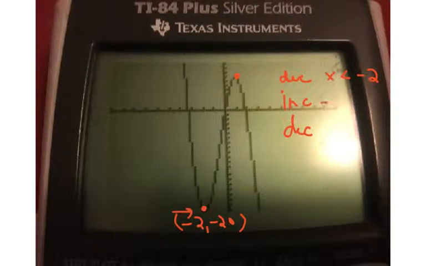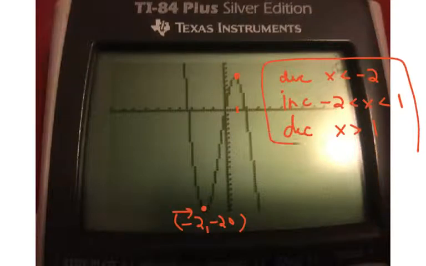And then from x equals -2 until this x value, it's increasing. Well, I can tell by looking at the graph that it's 1. And then from 1 on forever, it's decreasing. So this would be the intervals of increasing and decreasing.